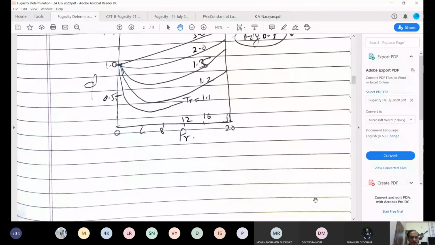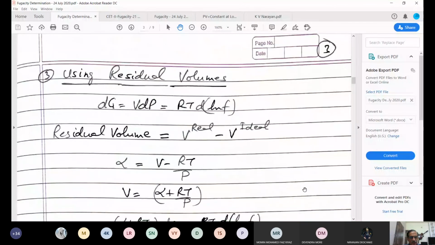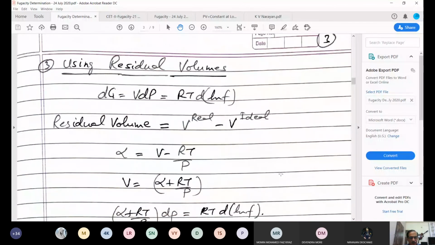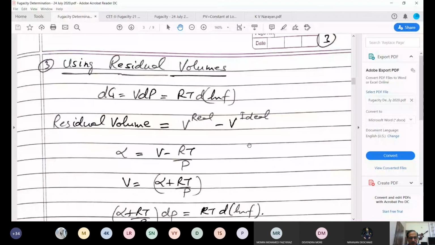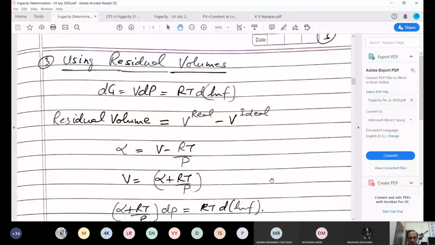Third method is using residual volumes. So we have dG is equal to VdP equal to RT dln f. Residual volume is what? Have you seen this in CET 1? Residual volume. Did you read residual volume in CET 1? No, you don't remember. So residual volume is volume of real gas minus volume of ideal gas.